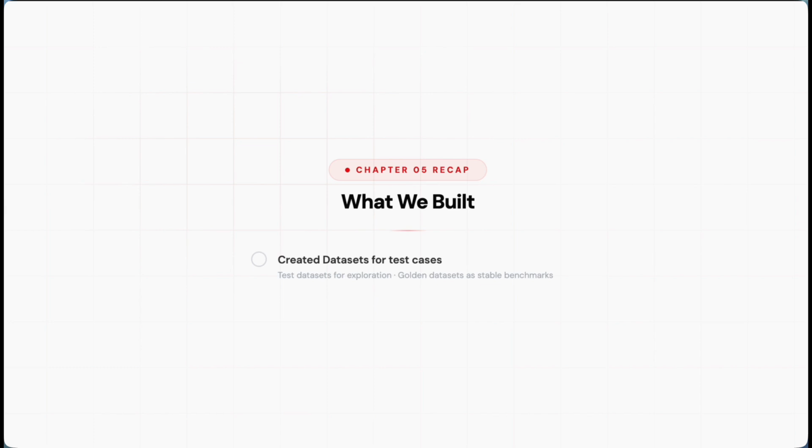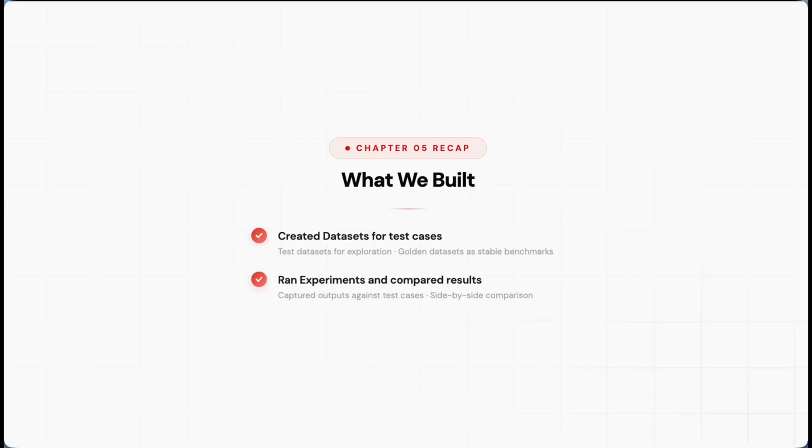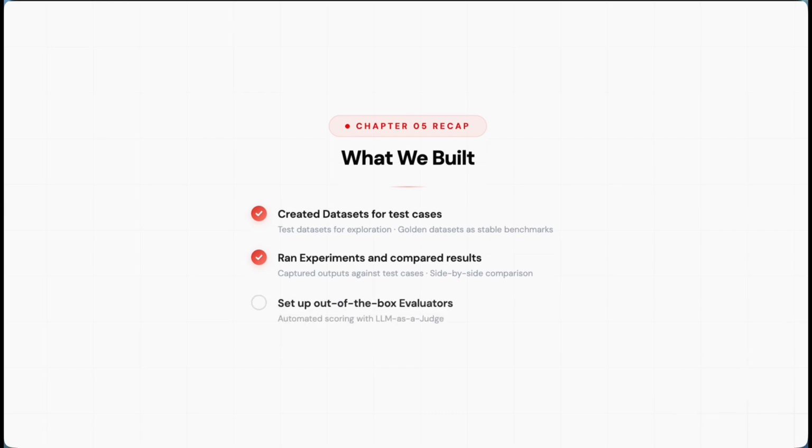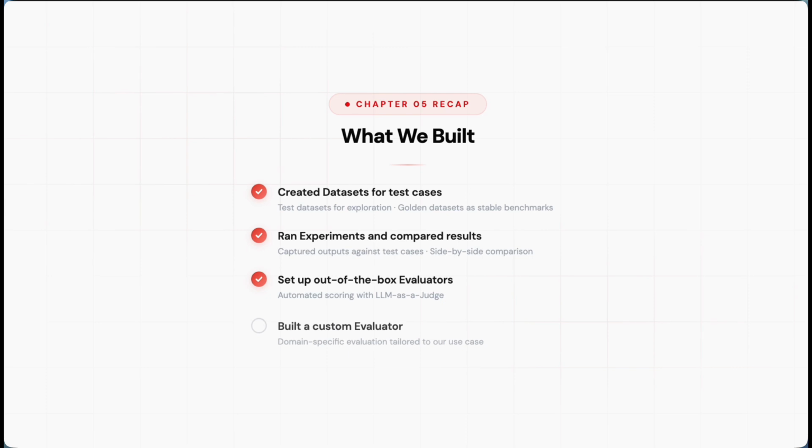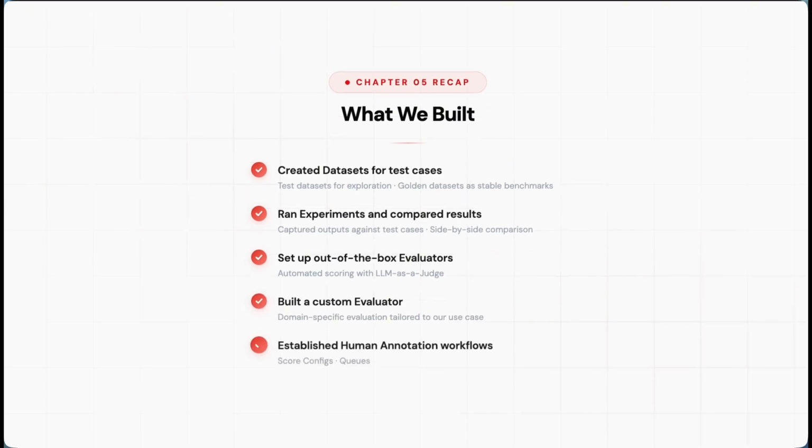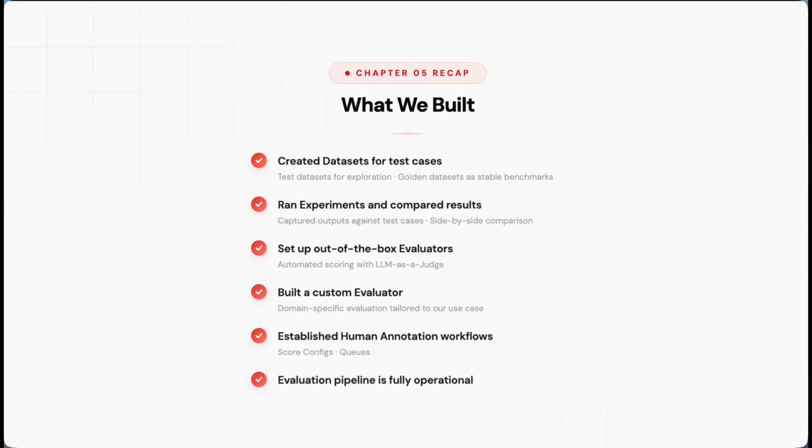We created datasets to hold our test cases, with the understanding that test datasets drive exploration, while golden datasets serve as stable benchmarks. We ran experiments to capture our system's outputs against those test cases and compared different configurations side by side. We set up out-of-the-box evaluators for automated scoring using LLM-as-a-Judge and created a custom CSAT predictor for domain-specific evaluation. And we established human annotation with score configs, queues, and a structured review process that gives us the ground truth to keep our automated evaluators honest.